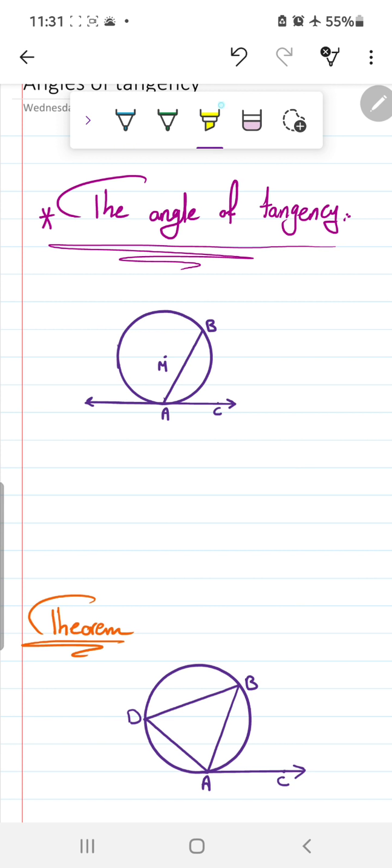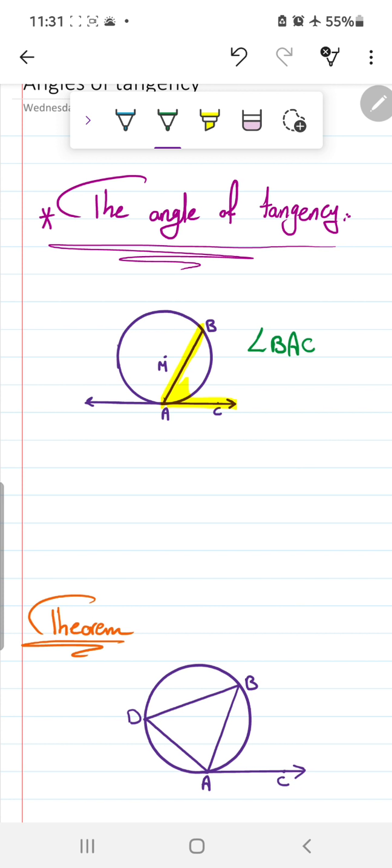Here we have CAB is angle of tangency. The union of two rays here, as we said, one of them is the tangent of the circle AC and the other is a chord of a circle passing through the point of tangency, which is AB. So we have here angle BAC is angle of tangency.